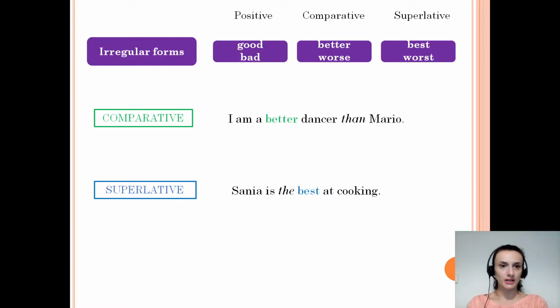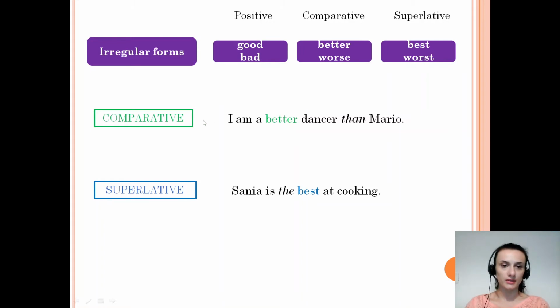Last but not least important are the irregular forms of the adjectives. We mentioned good and bad. Good becomes better in comparative and best in superlative, and bad becomes worse and worst.